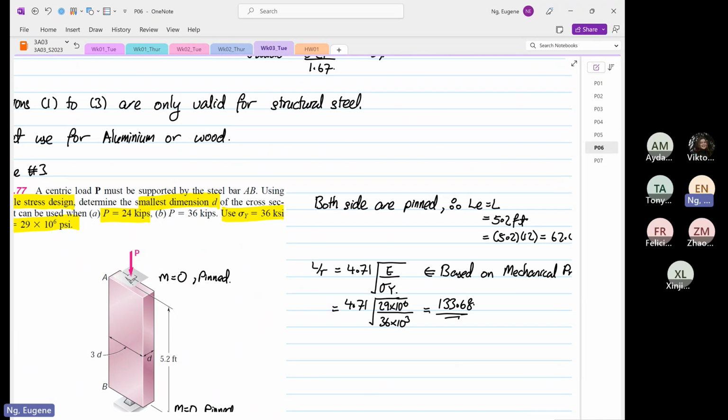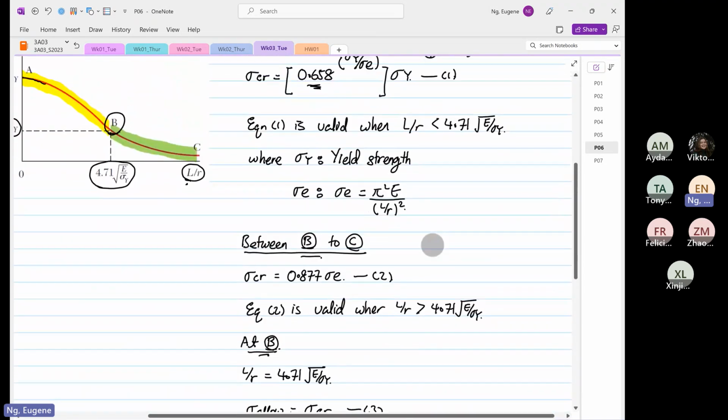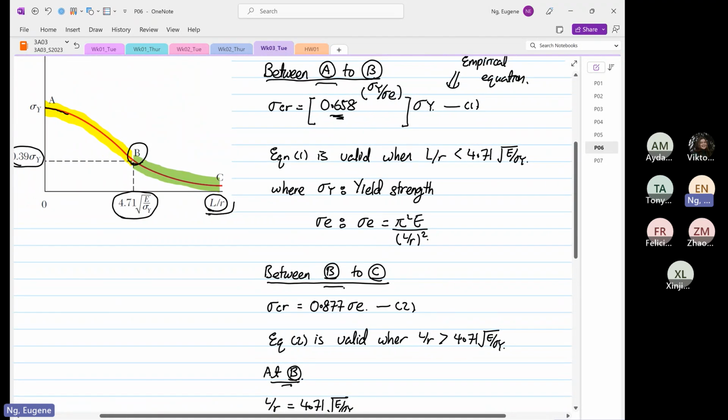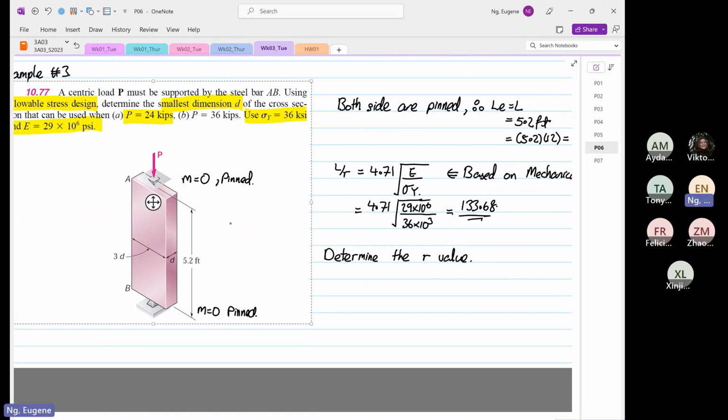Now we are going to determine the R value. Why do we need to determine our R value? Because on the x-axis we have L over R. Now I'm going to address my axes. I'm going to call this our x, this our y, and then using the right hand rule, this is our z.